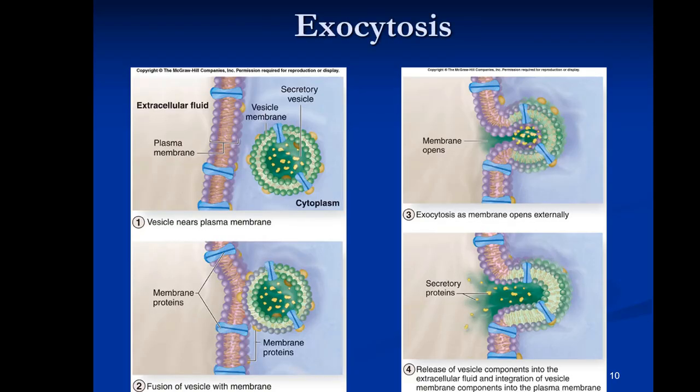This is exocytosis. Let's say this stuff in this vesicle we wanted to get out of the cell. Anything you want to get out of the cell via exocytosis, you put it in a vesicle like this, and that vesicle fuses with the cell membrane, and then it just eliminates its stuff out of the cell. So that's exocytosis.